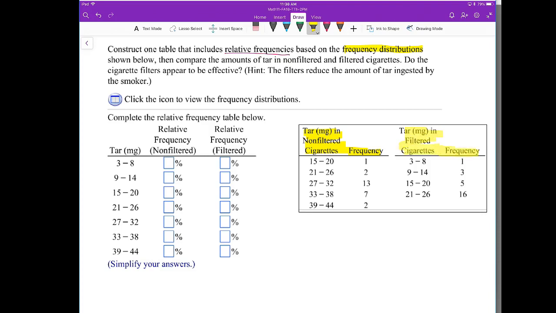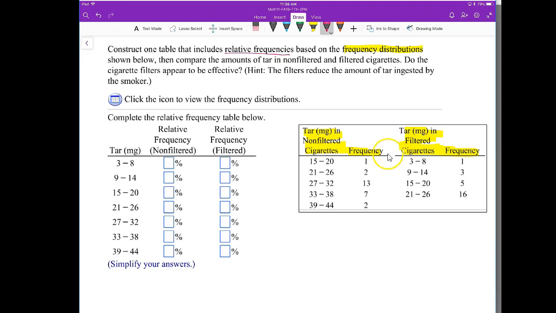So this problem, you'd have to understand how to read these. So we actually have two tables, if you will. This table is for the non-filtered cigarettes, and this table is for the filtered cigarettes. So these are the frequencies for the amount of tar in each of the non-filtered cigarettes, and these are the frequencies for the filtered cigarettes.